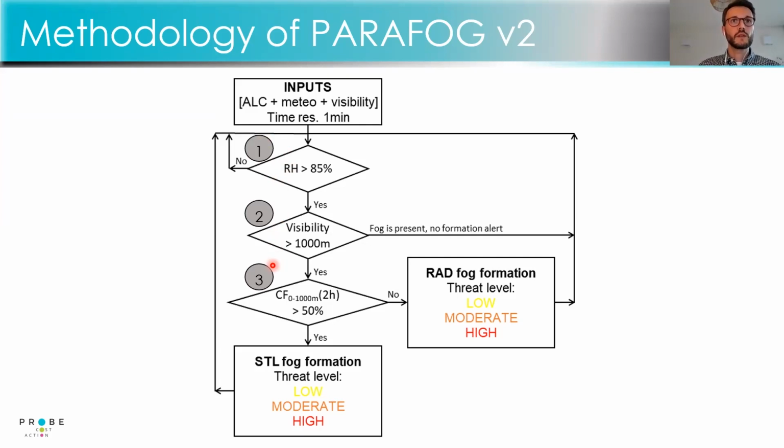We use the cloud fraction to discriminate between stratus lowering fog formation and radiation fog formation. And you can see that for both the radiation and stratus lowering fog formation modules, Parafog is able to retrieve the same alert levels. So we have low, moderate, and high alerts.